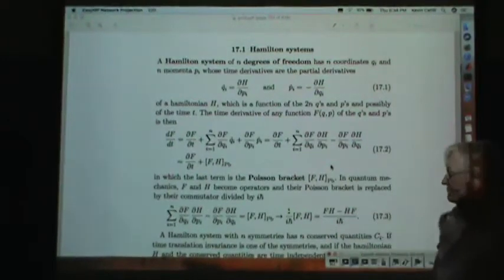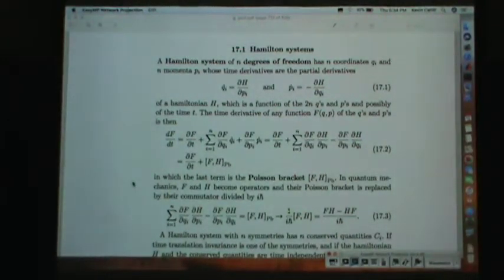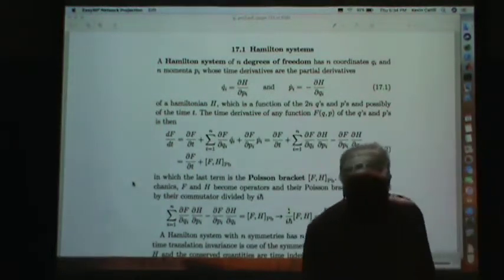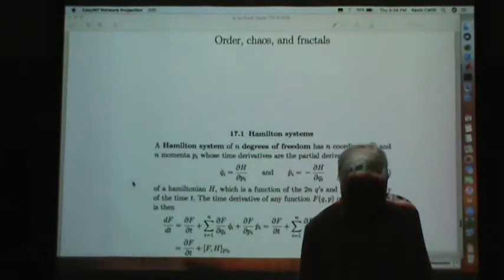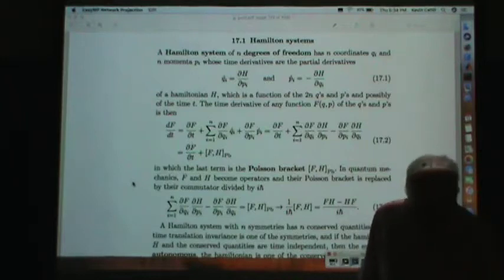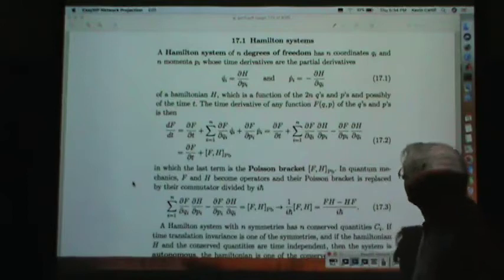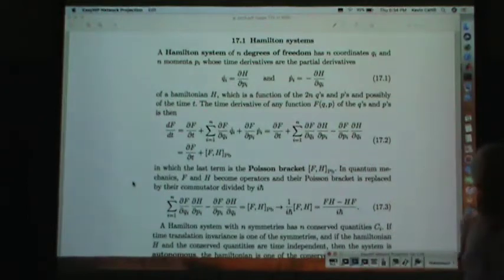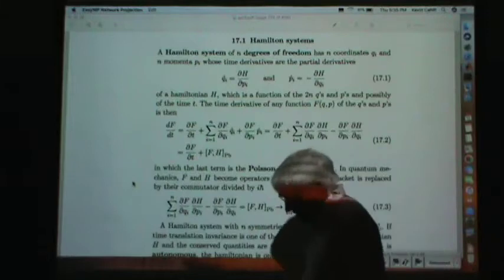Because there are some nice graphs that play a role in this subject. So the first thing is just to talk about mechanics. And what one has is a concept of a Hamilton system.